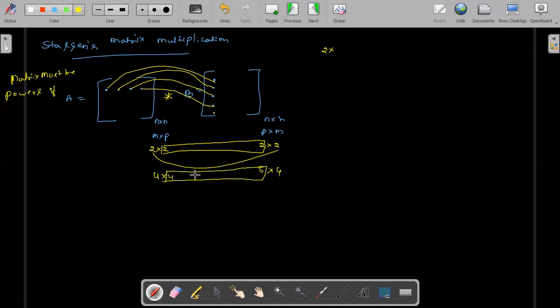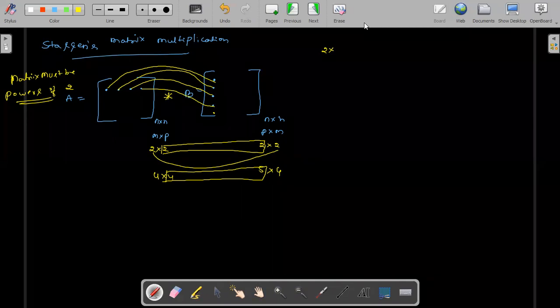We cannot do the multiplication. When you are doing the multiplication, the matrix must be powers of 2. You have to understand this one, otherwise it is very difficult to do the multiplication. Yes or not? So now what we are doing here. Got it, this one? Everybody got it? Manoj, okay.